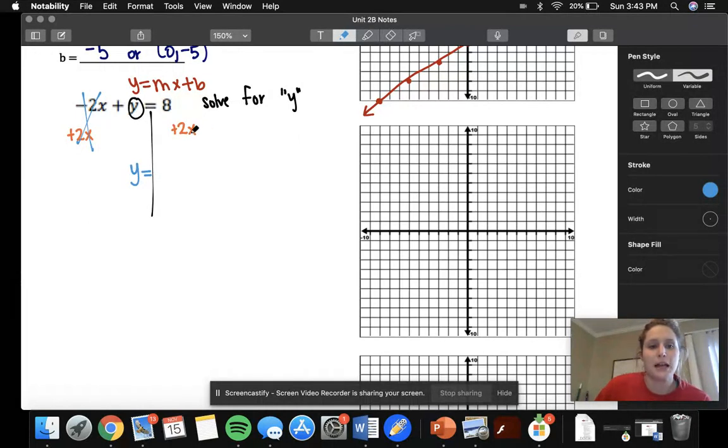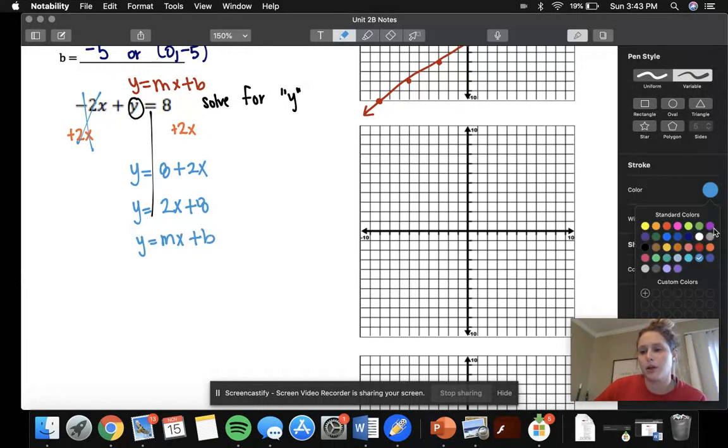8 plus 2x, these are not like terms. So 8 plus 2x, that's my math problem. That's all I have. I cannot put those together because they are not like. So now it looks like y equals, so I'm very, very happy. I like to rewrite it just so it looks better for me, 2x plus 8, so then when I determine the slope and the y-intercept, I'm not confused at all.